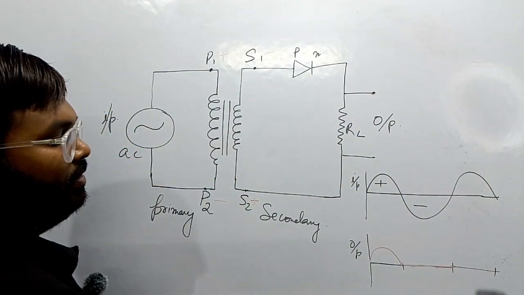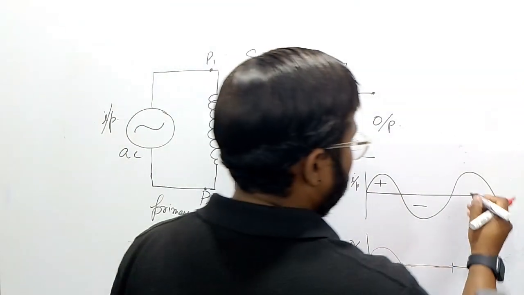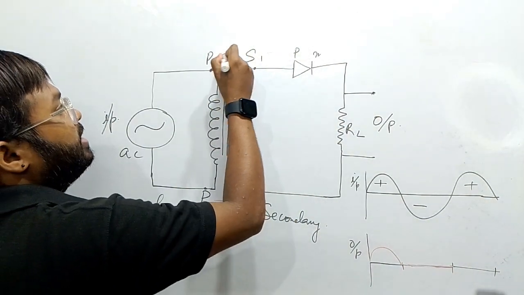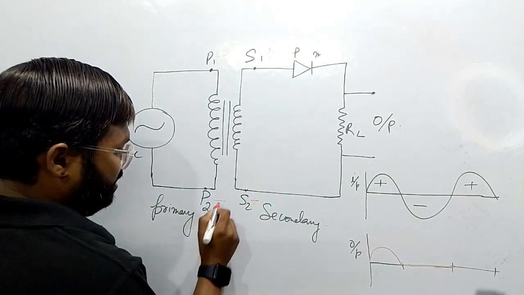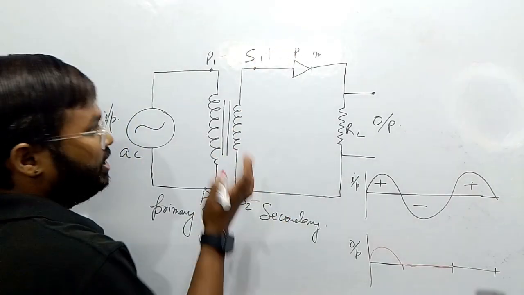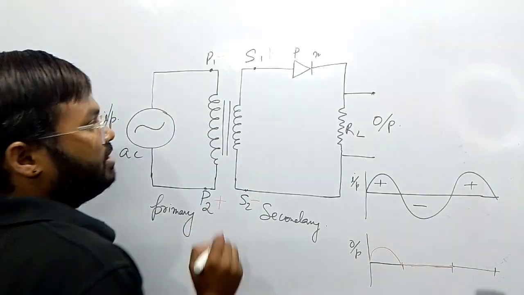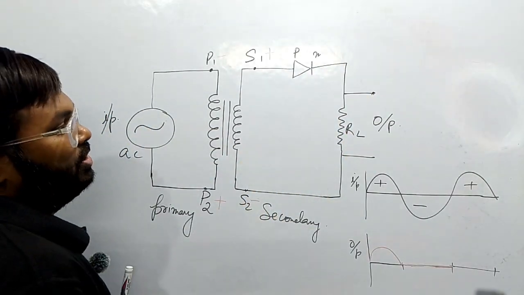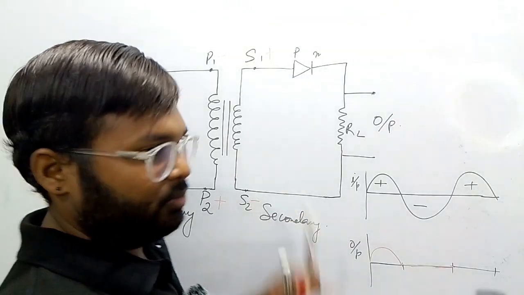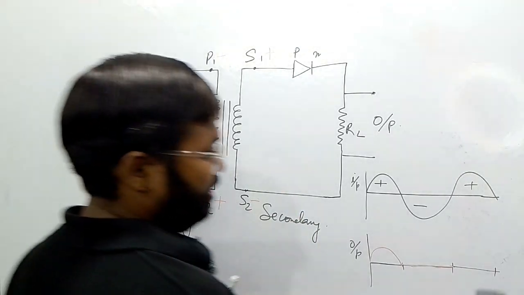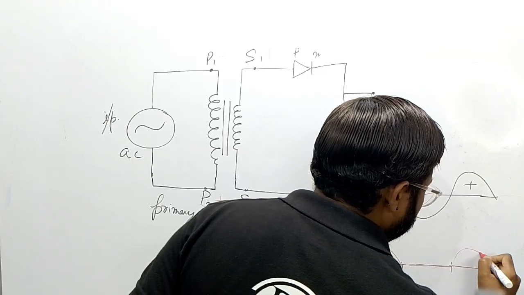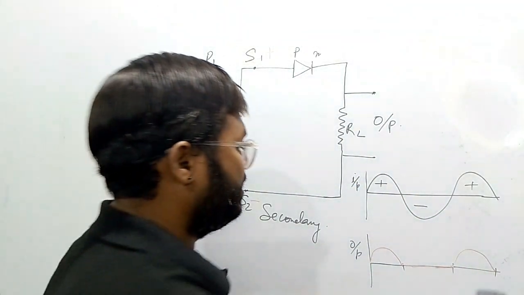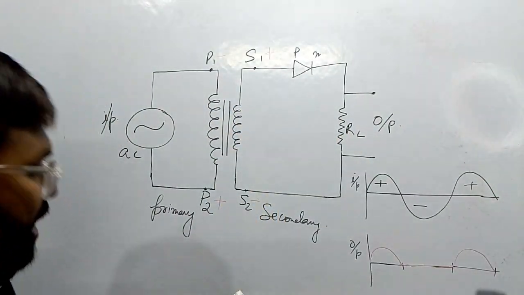And then again for the next positive half cycle, this P1 is negative, you'll get here positive, this is positive, you'll get here negative due to mutual induction. So P is connected to the positive terminal, so forward bias, no resistance, and then conduction will take place. So that's why here again you'll get one cycle. Clear? So this way you can say that this is a half wave rectifier.